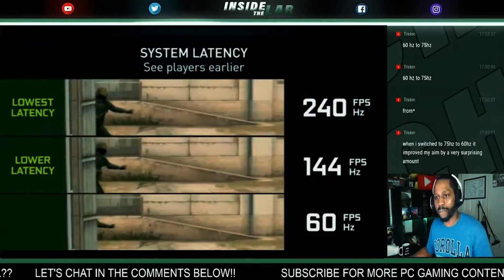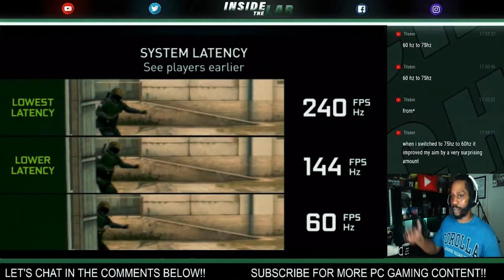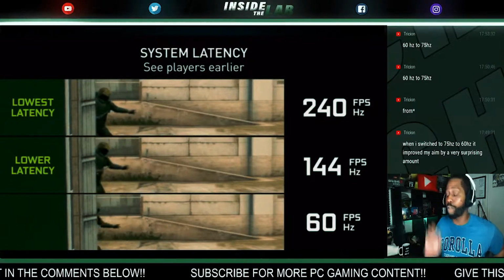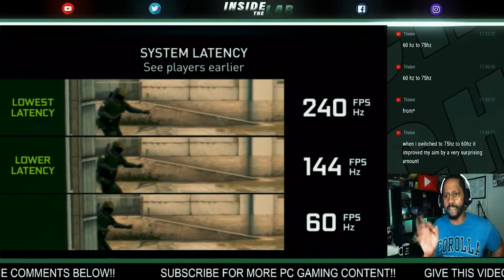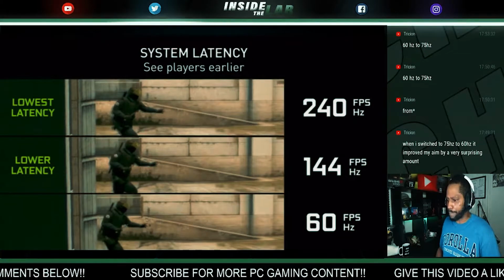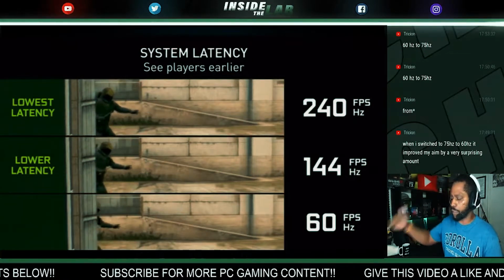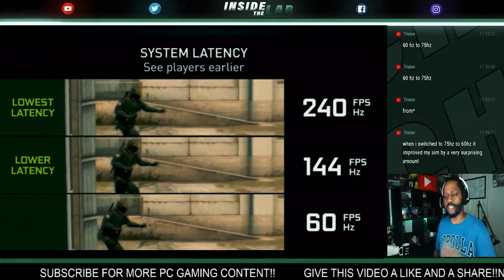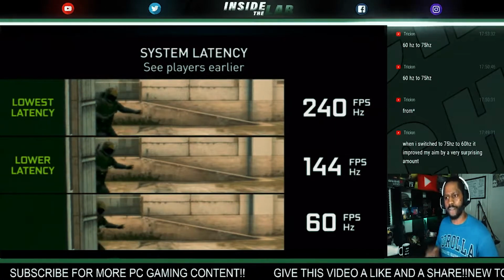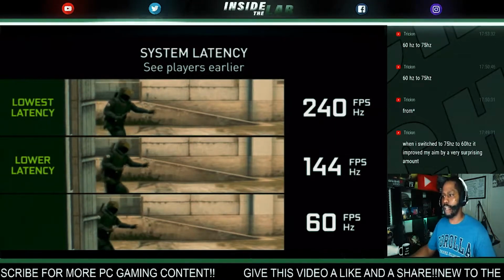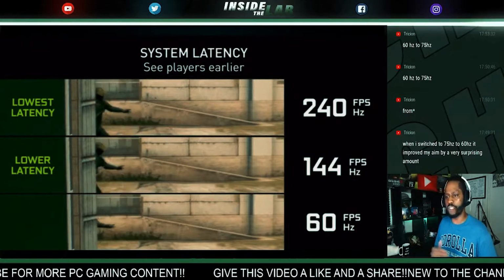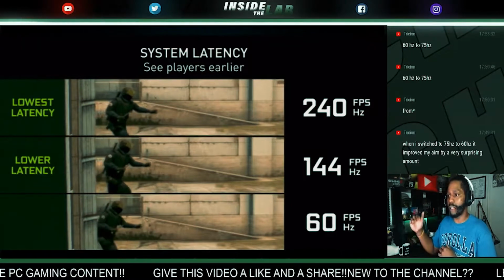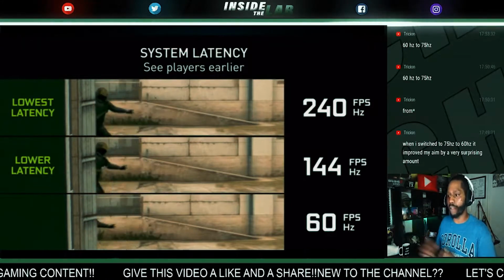And I have another example here. You can see on a 240 hertz display versus a 144 hertz display versus a 60 hertz display, the 240 hertz display has lower latency. The frames, the images are refreshing faster, faster, faster, and it's enabling you to respond quicker, right? This is why a high refresh rate can make you more competitive.